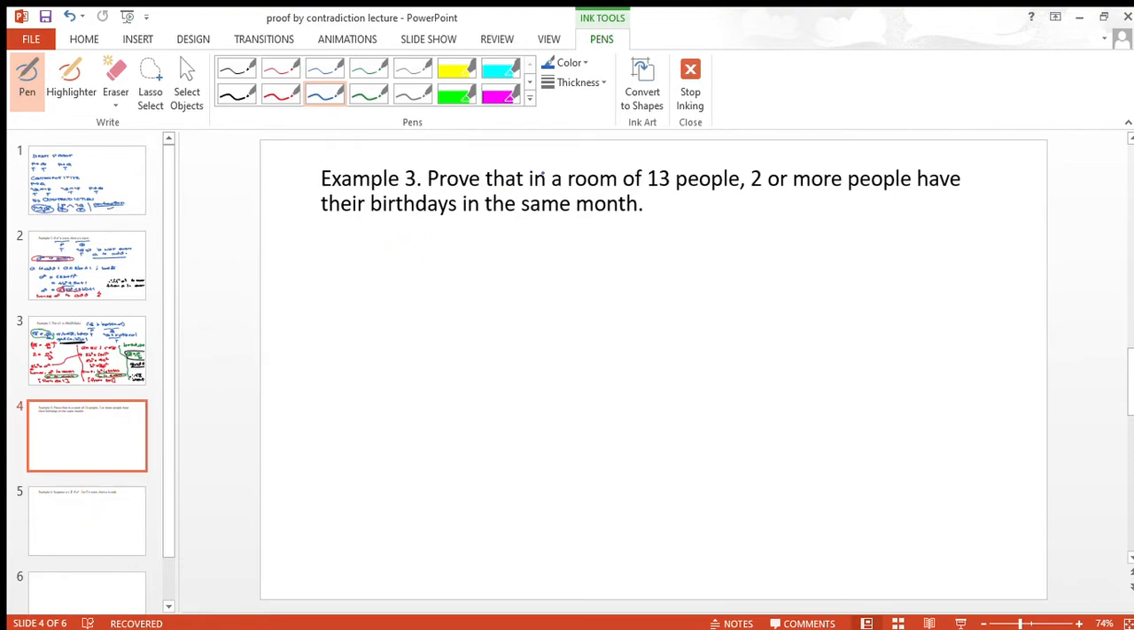So how can we restate this? If there are 13 people in a room, then 2 or more people will have their birthdays in the same month. So P will be assumed to be true, but we need to consider not Q. So what is our Q? 2 or more people have their birthdays in the same month.